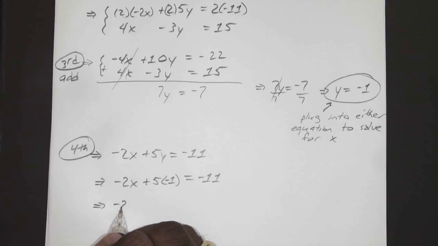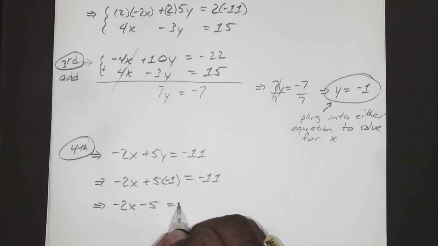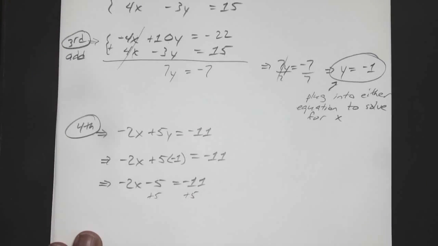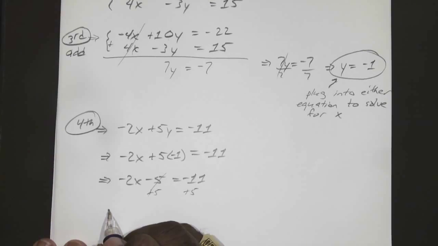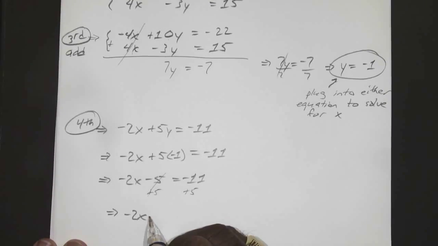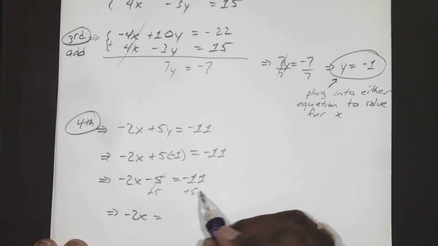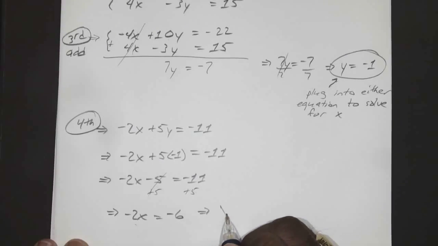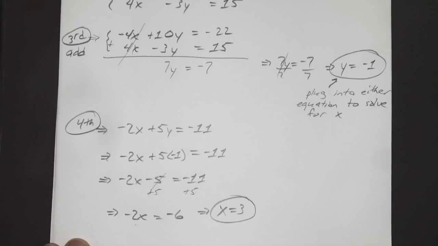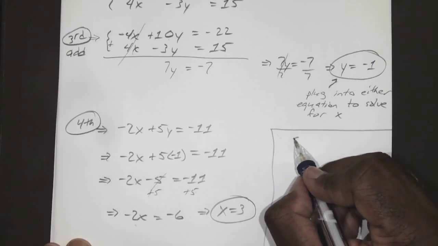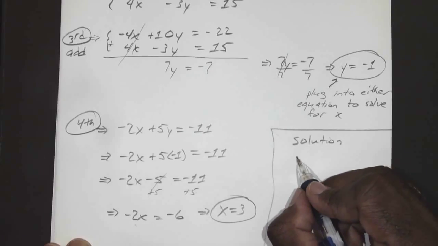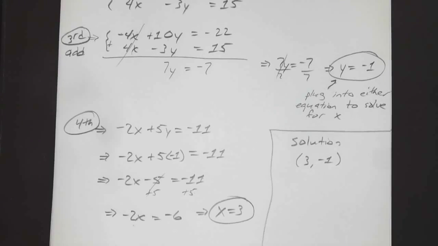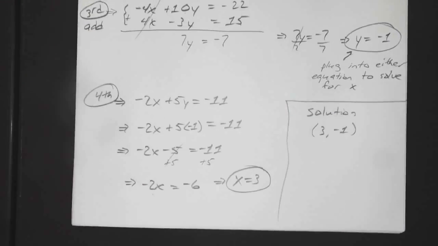Okay, so that gives us negative 2x minus 5 equals negative 11. So if we add 5 to both sides, that's negative 2x equals negative 11 plus 5, which is negative 6. Divide both sides by negative 2. That means x is equal to 3. So that means our solution is 3, negative 1.